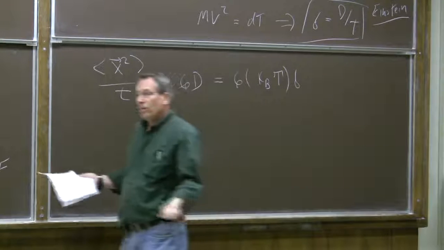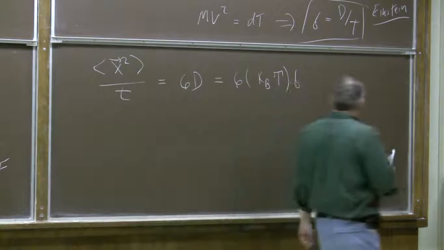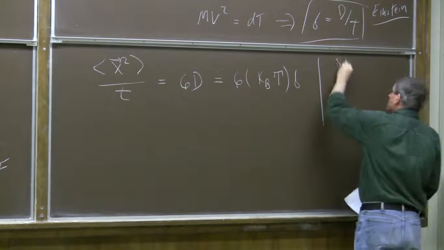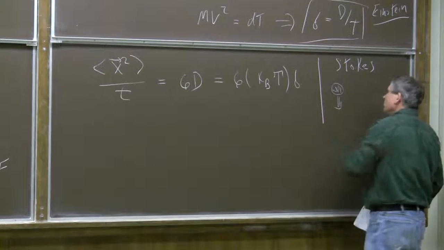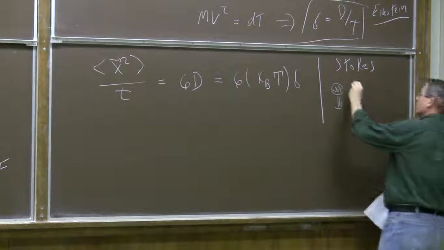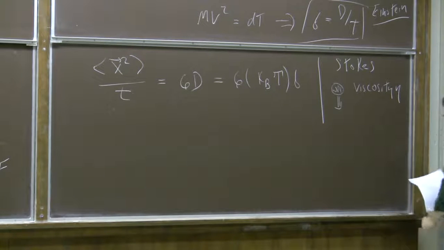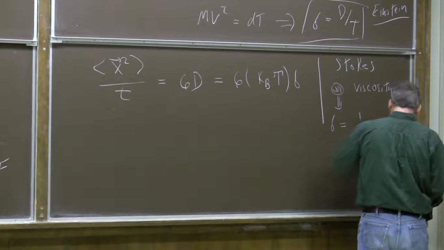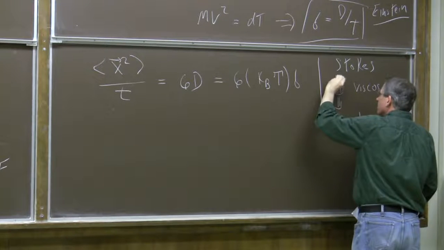But Einstein knew what the mobility is of a sphere suspended in water because there was a formula that Stokes had worked out, which I won't really explain because it requires explaining what viscosity is, which is a whole lecture in itself. But according to Stokes, if I consider a sphere moving through a fluid which has some viscosity or resistance to flow, eta, then the mobility can be written as 1 over 6 pi viscosity times r, which is the radius of the sphere.